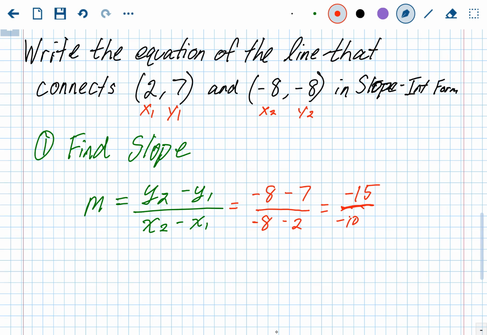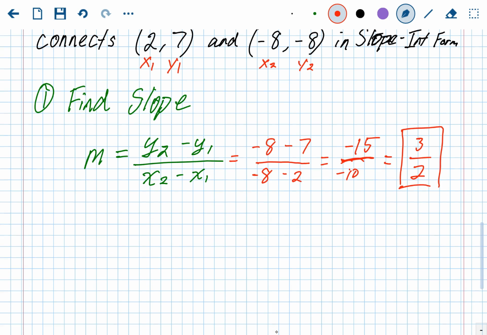And we always want to write slope in simplest form. So since we have a negative over a negative, we know our slope's going to be positive. And 15 over 10 are both divisible by 5. So 15 divided by 5 is 3, and 10 divided by 5 is 2. So that is our slope, and that's what we're going to use for the rest of this problem.